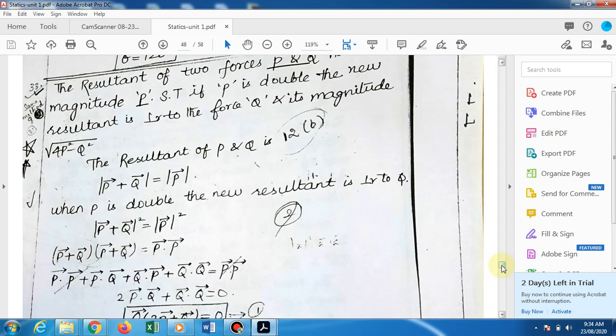So when P is doubled, the new resultant is perpendicular to Q. When P is doubled, modulus of 2P vector plus Q vector the whole square is equal to modulus of P vector the whole square. You know this one, modulus of P vector plus Q vector the whole square: how will you write it? P vector plus Q vector into P vector plus Q vector. Modulus of P vector the whole square is P vector dot P vector, using the dot product. So you multiply this: P vector dot P vector plus P vector dot Q vector plus Q vector dot P vector, like this. Then you are solving this.